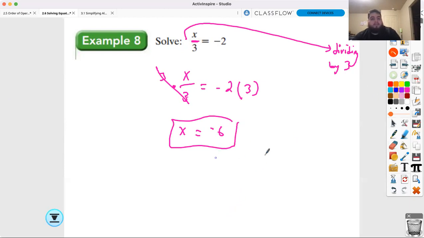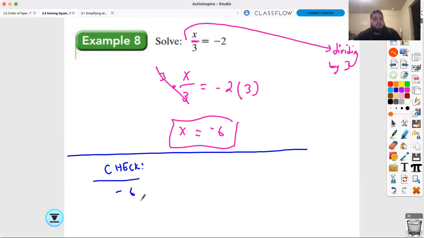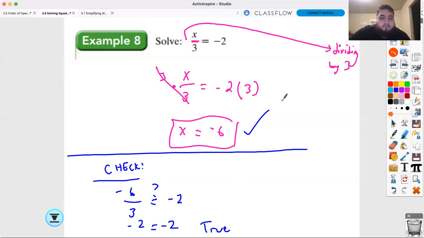Don't forget that we have to check, right? Check. So it's gonna be negative 6 divided by 3 equals negative 2, question mark. We end up getting negative 2 equals negative 2, which is true. So this is the correct solution. Are there any questions on the step that we just took?